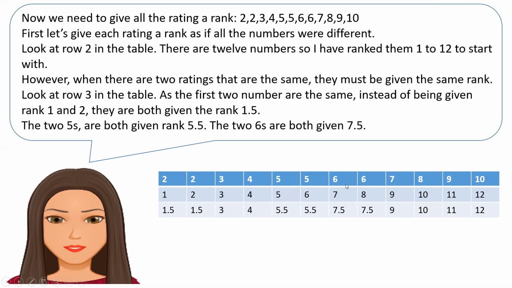And that's the same with the two 6s. They would normally occupy rank 7 and 8, but we need to give them the average of that, which is 7.5 and 7.5. The 7 stays in rank 9 position, the 8 ranks 10, the 9, 11, and the 10 in 12th place in terms of ranking.